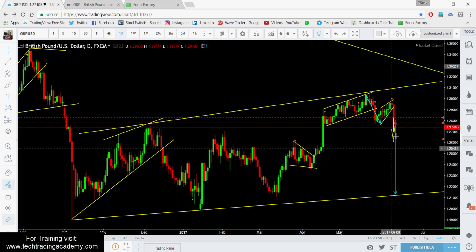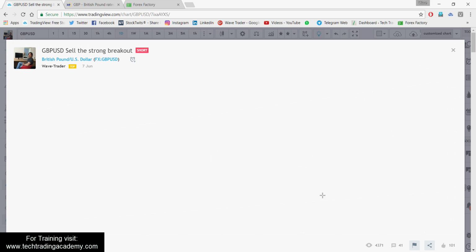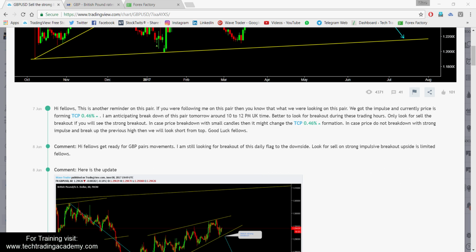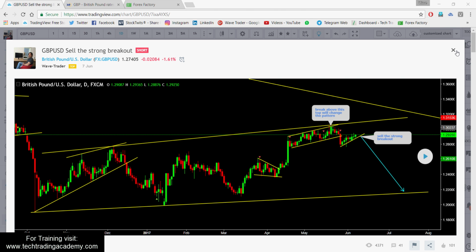Similar to when I posted that chart and asked you to look for the breakout of this flag during these trading hours, 10 p.m. to 12 p.m., suddenly we saw the breakout after 10 p.m. Similarly, be patient and stay in the market.